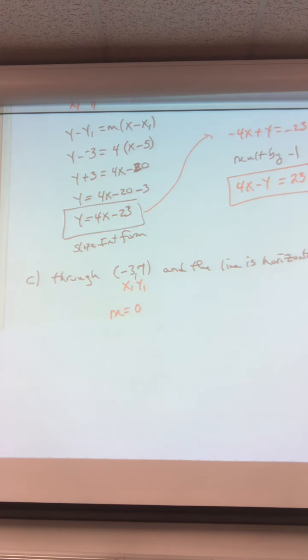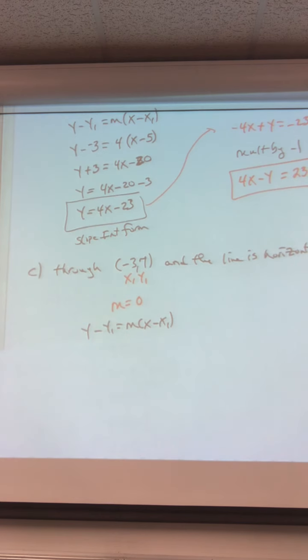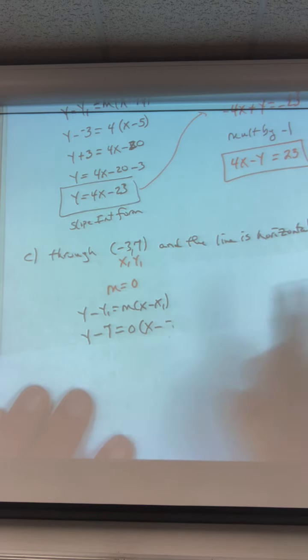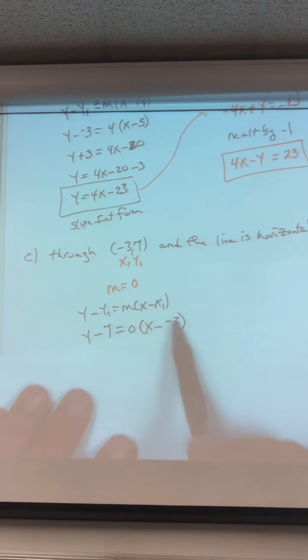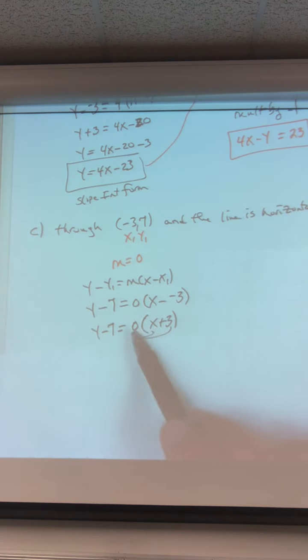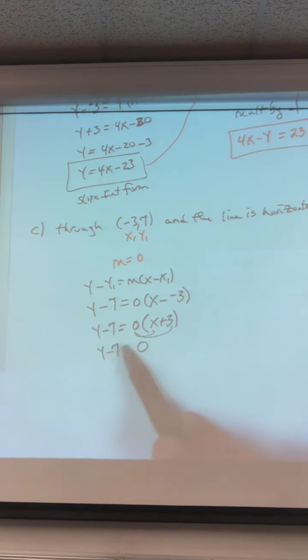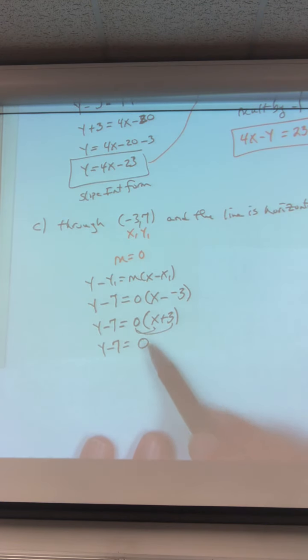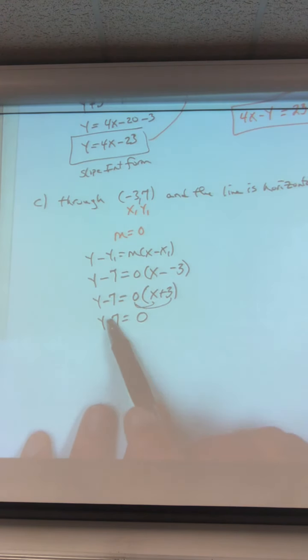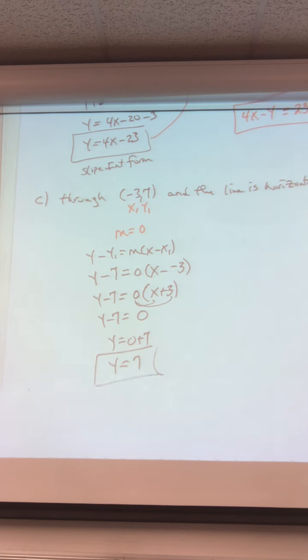Now, use the point-slope formula. y minus y1 equals m times x minus x1. So this would be y minus y1, which is 7, equals m, which is 0, times x minus x1, which is negative 3. Double negatives gives you a positive. Now, distribute with the 0. And when I do, I get y minus 7 equals 0 times x is 0, 0 times 3 is 0. Now to get the y by itself, add 7 to both sides to get y equals 7.